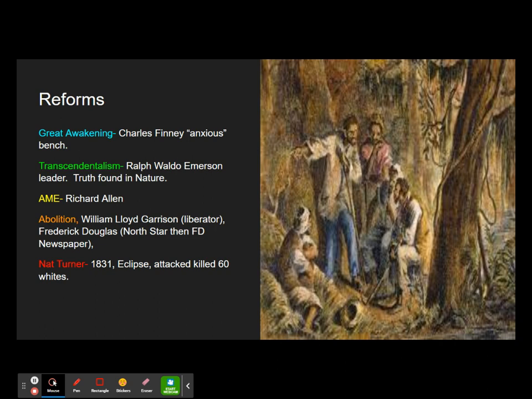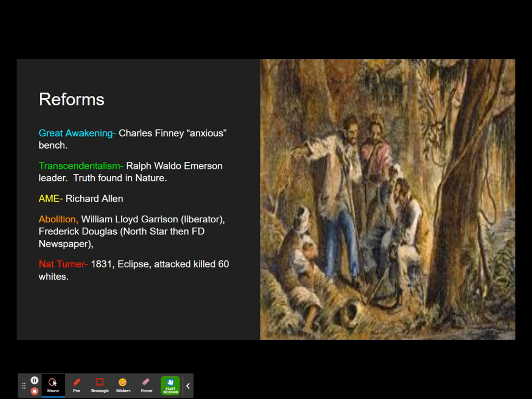Then you had the Transcendentalists. Ralph Waldo Emerson was the leader. Find truth in nature. Go by what your consciousness is telling you to do. One of his buddies, Henry David Thoreau, lived on Walden Pond outside of Concord, Massachusetts. Lived alone in the woods for, man, a couple of years and built a cabin for like $28.